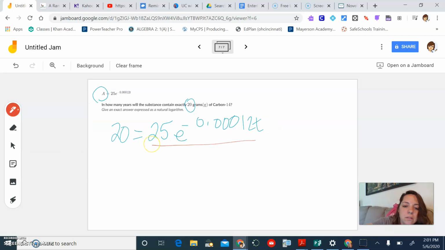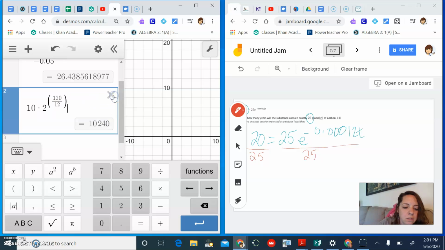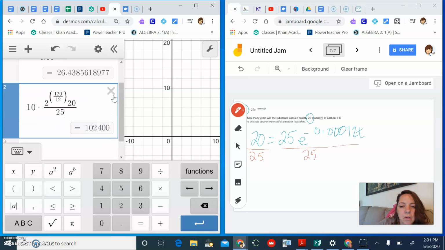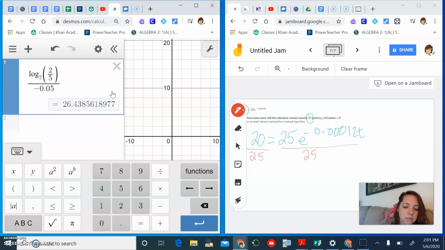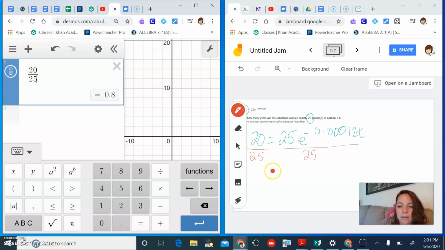So the first thing, divide both sides by 25. And you can reduce that or turn it into a decimal. Let's turn it into a decimal. 20 divided by 25 is 0.8. So 0.8 equals e to that crazy looking decimal, 0.0001231 T.